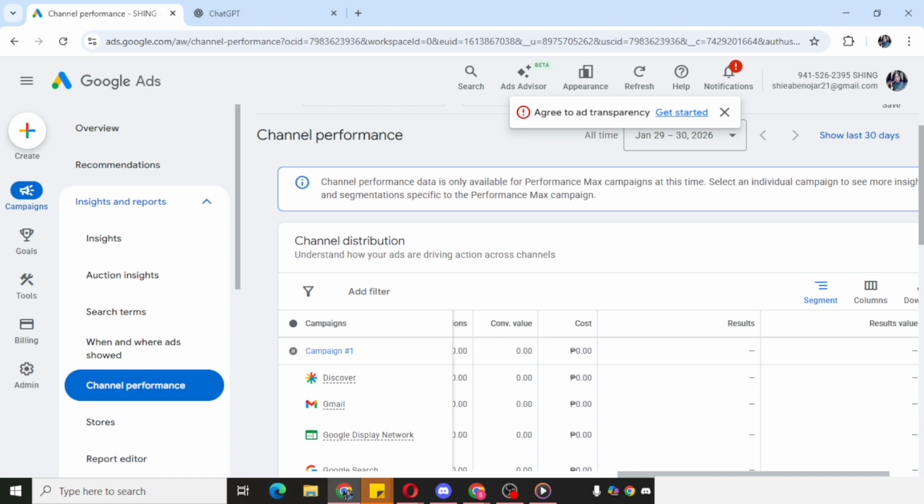A few quick tips as you analyze. Adjust the date range to compare trends over time and use segments like device or network to spot patterns. Small, consistent improvements based on these metrics lead to better results over time. That's it for understanding the key Google Ads metrics inside channel performance.